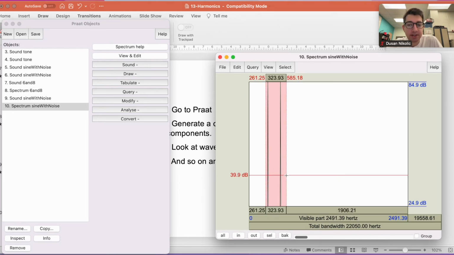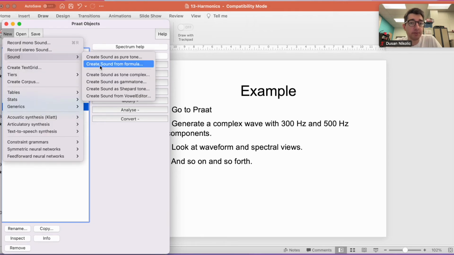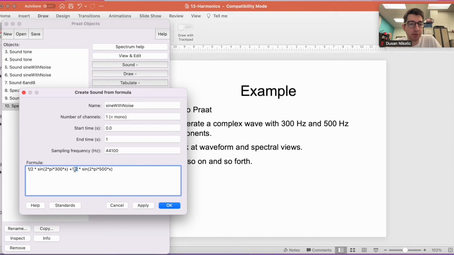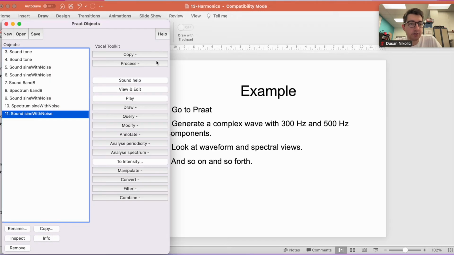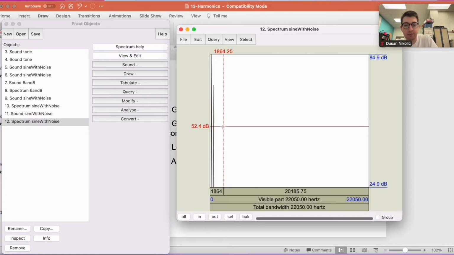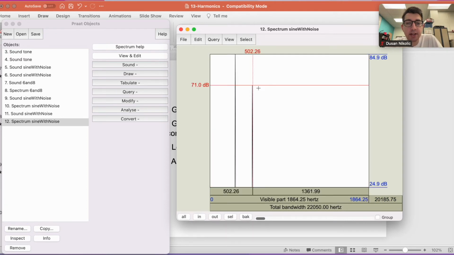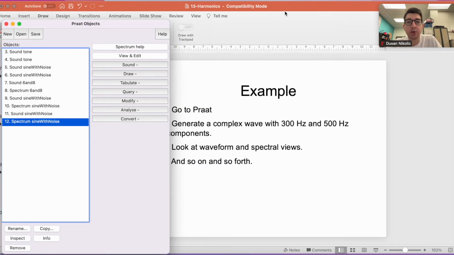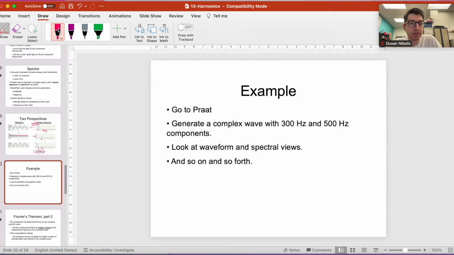This is a power spectrum, and that's how you're going to draw it if you have the same amplitude. If you have different amplitudes, let's make one with a different amplitude, maybe 1/2 and 1/10. This should be okay. And I need to go to spectrum, view and edit, and here they go, right? Now you can see that the amplitude of this one is much smaller than the amplitude of this one, because that's how I made it, right? And that's how you're going to draw it as well. But the frequency is the same, 500 and 300 hertz. Hope that is clear, and this is how you can represent a complex wave on a power spectrum.